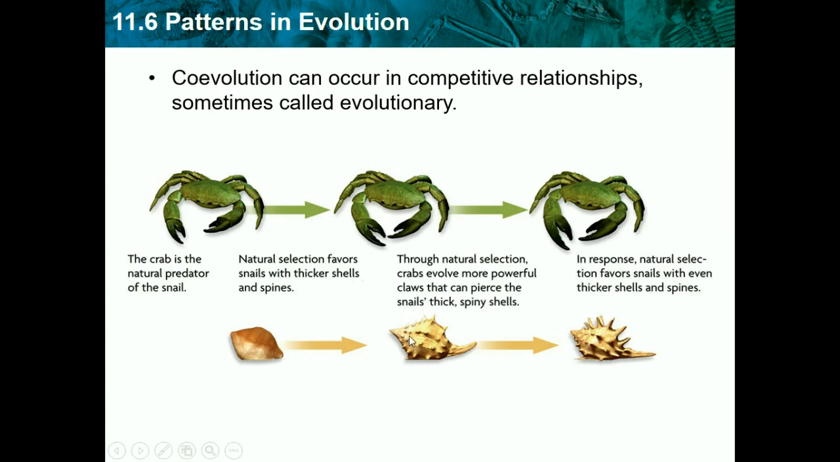So since the snail got thick spines, all the weak crabs died off and only strong crabs lived to reproduce. So now all the crabs are strong and they can pierce the shell of the snail. And so the snail therefore evolves into having even more spines. And so then the crab will also have to evolve to be even stronger to break the shell of the stronger spine. So it keeps going.